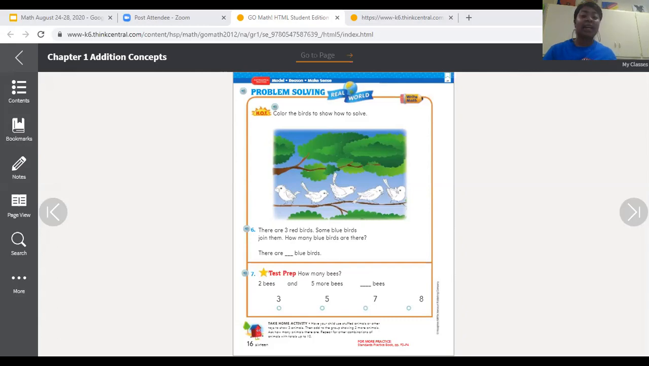Now make sure that you take a picture of P3 and P4, front and back, and make sure that it is being sent to your teacher, all right?